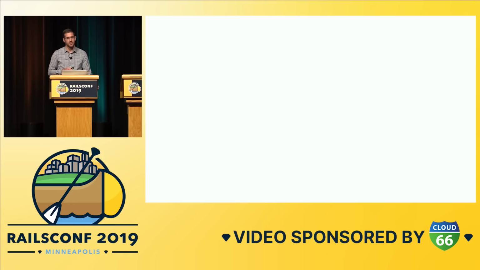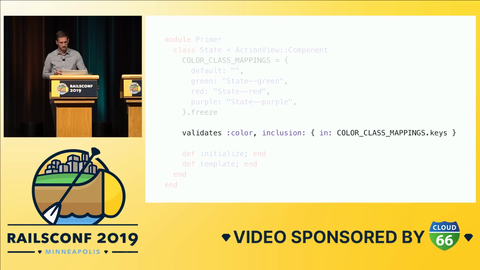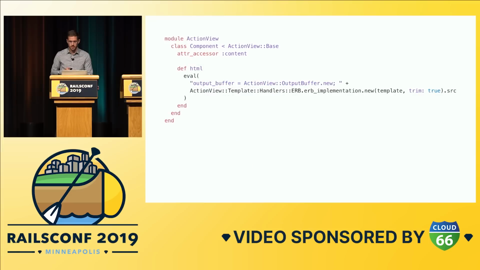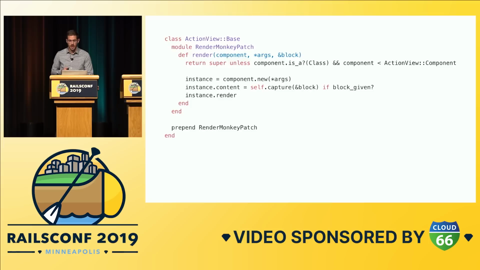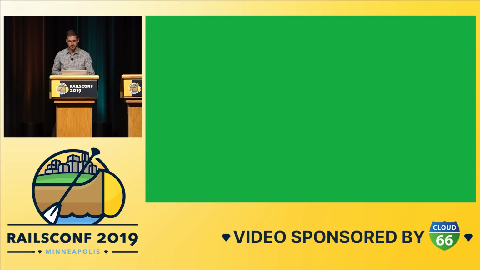So how might we ensure color is one of the expected values? We're in Rails, so this is a solved problem. And it's called ActiveModel validations. So back in our component, we can use an inclusion validation to check that color is one of the keys on our constant. To make this work, we'll need to define an attribute reader. And ActionViewComponent will need to include ActiveModel validations. And then all that's left is to go back to our monkey patch and add a step to validate our component before we render it. So let's run our test again. We're back to green.